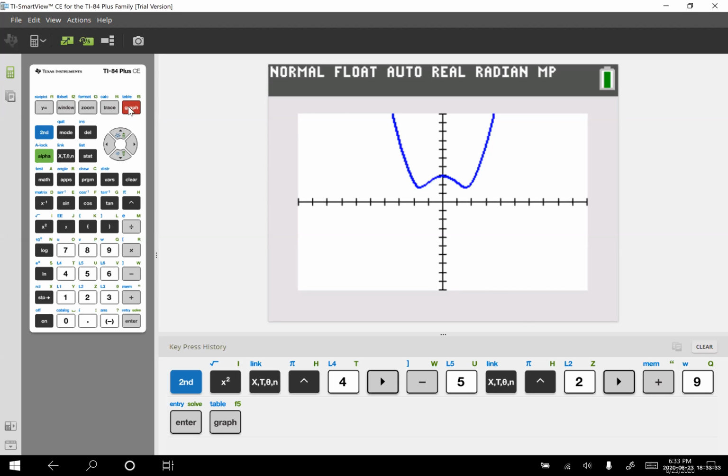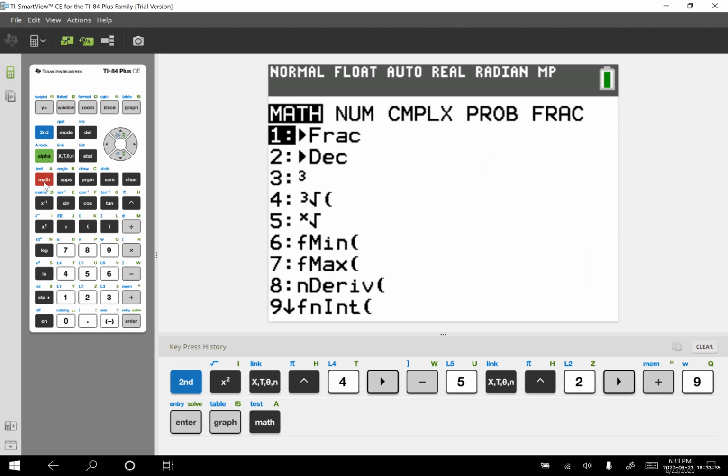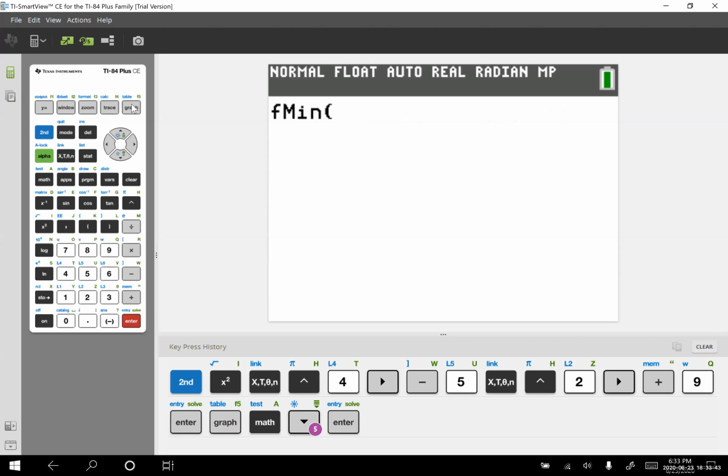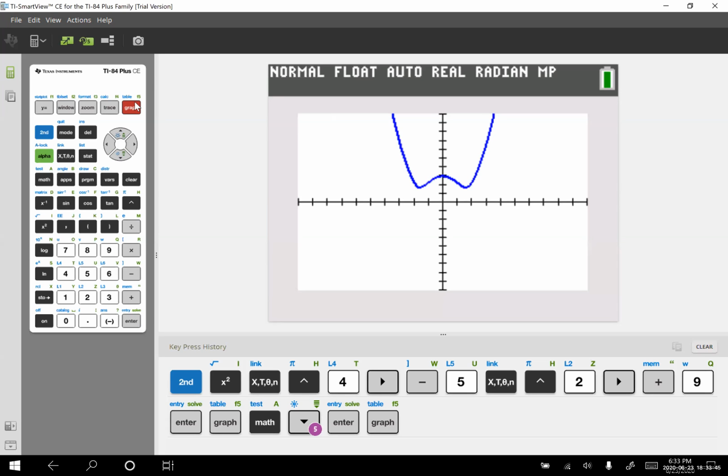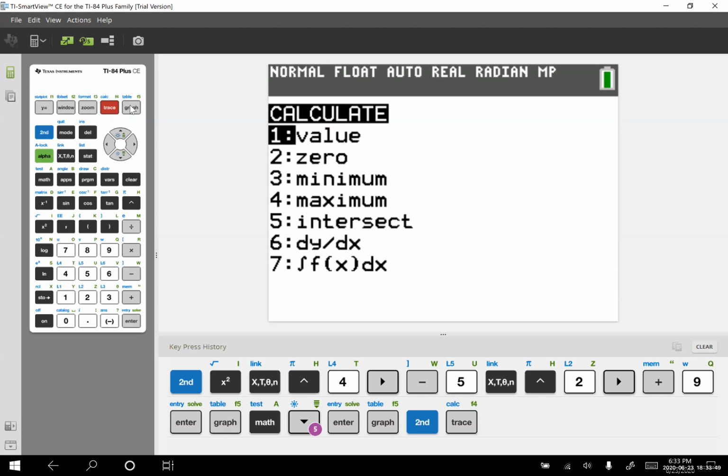So we're going to use this feature on our calculator that says math. Okay, and then we're going to find the min. So I'm going to go F minimum. Oops, graph. Let me see here. Oops, I think it's this one. From the graph we do calculate. I'm sorry about that, guys. So let me take you back.